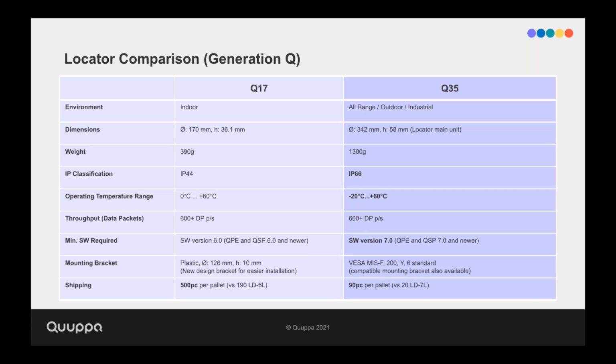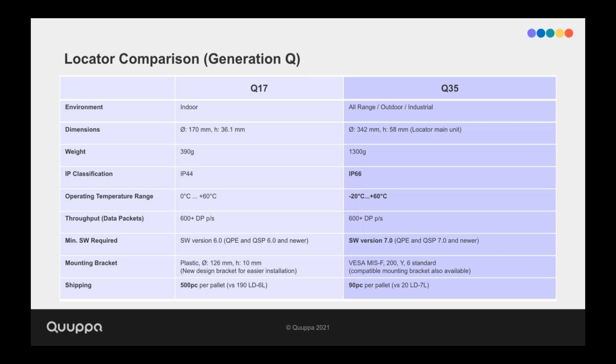I've also included here a locator comparison for our Generation Q locators. Now, I won't go into too much detail on all of these points, but maybe just bring up a few of the key ones. So, for example, the IP classification, if you're going to be using these locators in outdoor environments, then it's definitely the Q35 that you want to go for. Even if it's under a sheltered area, the operational temperature range goes down to -20, so it can really work better in those colder environments.